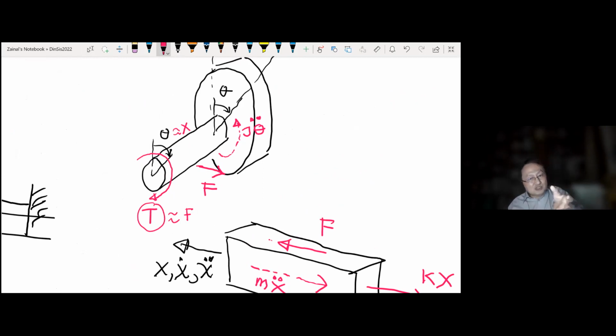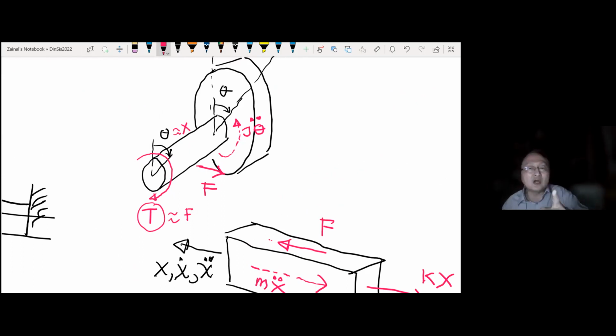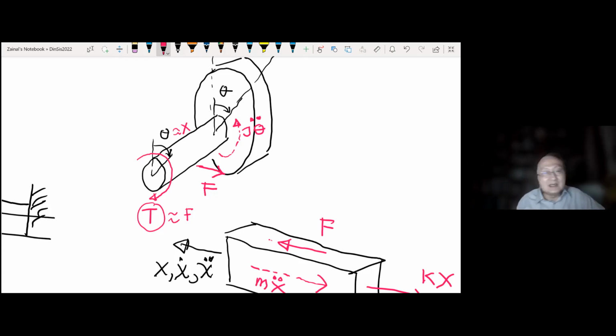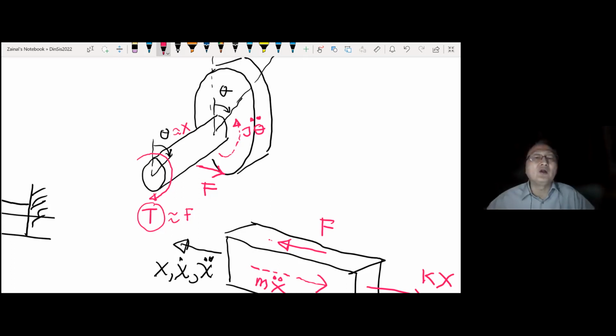So when you choose T is clockwise, then theta dot and theta double dot must be clockwise. The positive direction of T must correspond to the positive direction of theta dot and theta double dot. Any question? Any question?